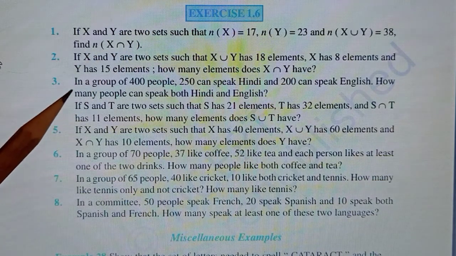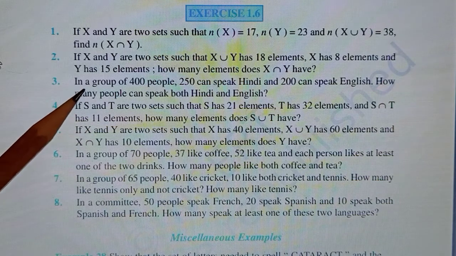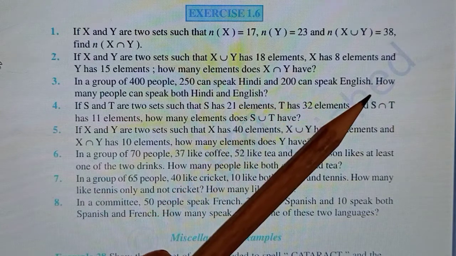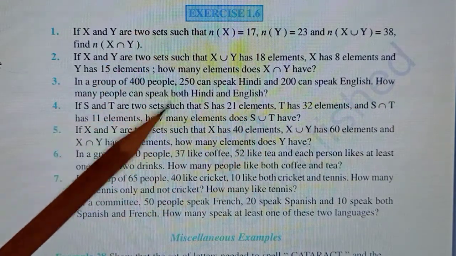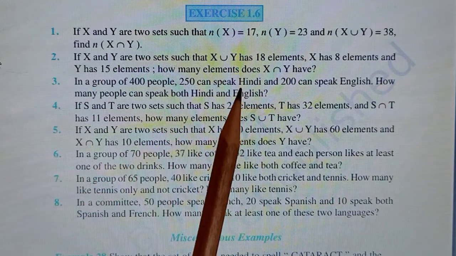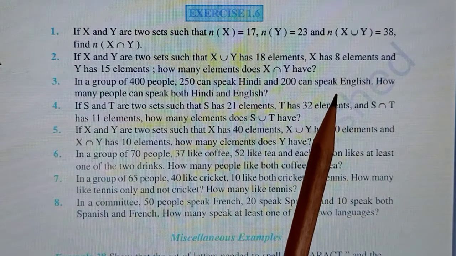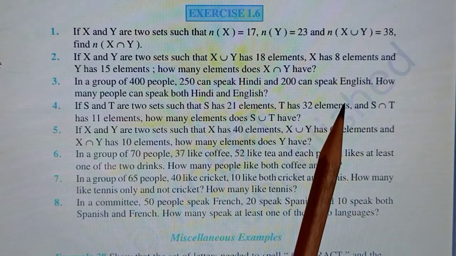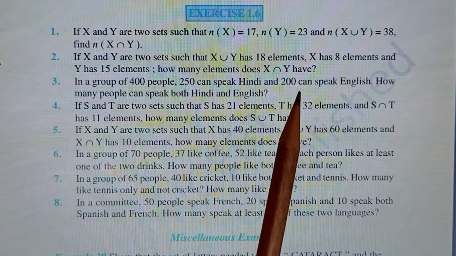Okay, now a proper word problem, which we'll have to convert symbolically like this. So in a group of 400 people, 250 can speak Hindi, 200 speak English. How many people can speak Hindi and English both? So when you go through the examples, you'll get to see how to represent this. Let's say H represents people speaking Hindi, E represents, capital E, obviously capital H. Okay, sets are always to be denoted by capital alphabets, and capital E denotes number of people speaking English.